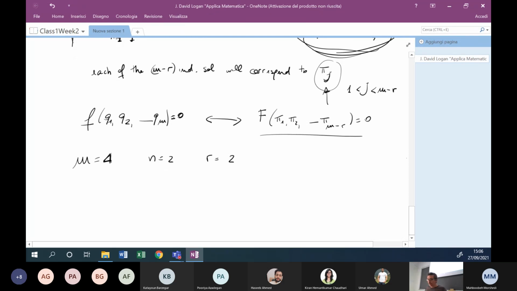So we will prove the theorem with m equal to 4, n equal to 2, and r equal to 2, which you can generalize, but the generalization is extremely complicated, cumbersome, with a lot of calculation and a lot of indices. Since I'm not interested in confusing your ideas more than they already are, let's do this with this simple version. So this basically means that my physical law is some f of q1, q2, q3, q4 equal to 0.